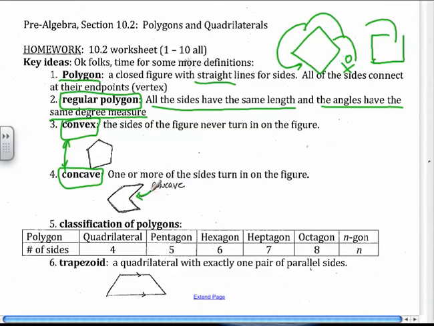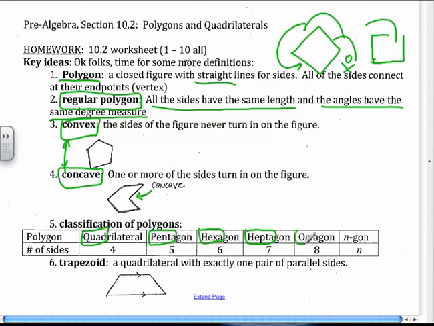Next thing, classification of polygons. Guys, this is where your Latin is going to come in handy. Quad means 4. Quadrilateral means 4 sides. Penta means 5. A pentagon has 5 sides. Hexa means 6. A hexagon has 6 sides. Now, we don't see this one very often, but I just threw it in there: a heptagon has 7 sides.